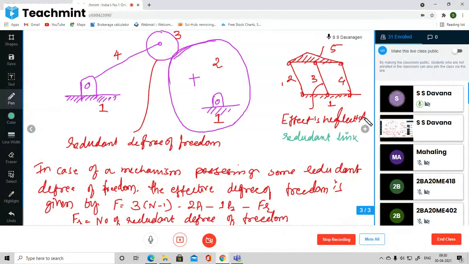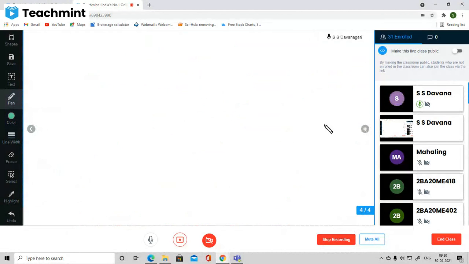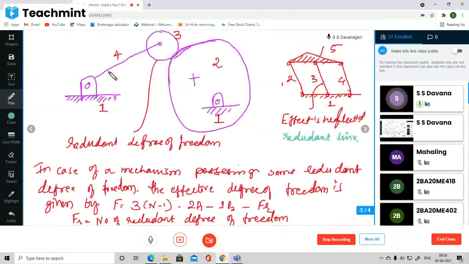Now let us go for analysis of this diagram itself. Let us find out the degrees of freedom based on Gruebler's criteria. First, the number of links. How many links do you have here?